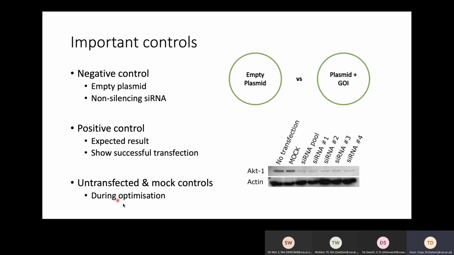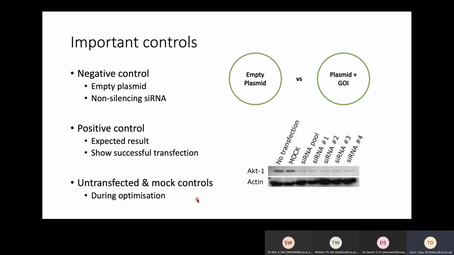And then lastly, something that you might not see in literature that often, but something that can be quite handy during optimization is untransfected and mock controls. So untransfected is basically just what it says, cells that haven't been transfected. And then you have mock controls, which are cells where you've added your transfection reagent, but with no plasmid, or no siRNA molecules. This helps to show you whether your cells are being affected by the process of transfection.